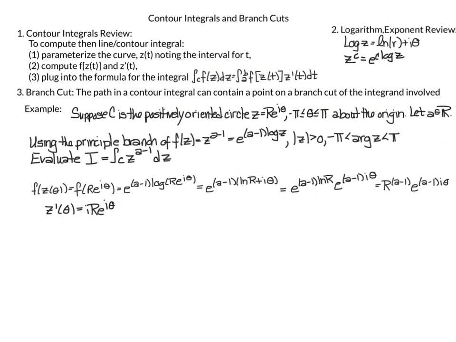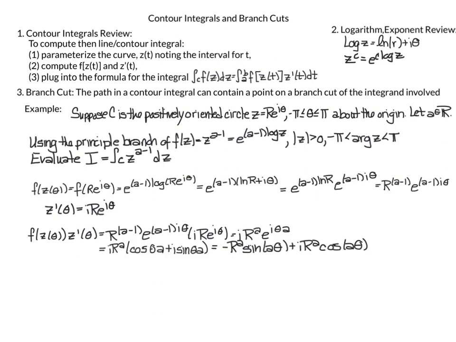Z prime of theta, where is z? It's over here. We just bring down the constant i, and we get i r e to the i theta. And then I'm going to multiply my f composed of z, z prime of theta, because that's what I'm going to put into my integral. So I have my f composed of z times z prime of theta, and I simplified it to i r to the a e to the i theta a. And I went ahead and used the Euler's identity on here, but then I didn't use it. So you can ignore this if you'd like, or you can take a look.